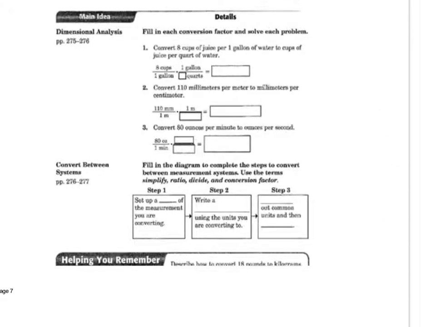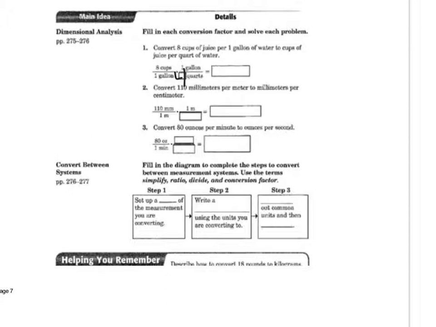So everyone look at the first page of the worksheet you've got, and we're going to work through this. We're going to convert 8 cups of juice per 1 gallon of water to cups of juice per quart of water. We're going to use conversion factors, dimensional analysis, to convert from one rate to another, which is cups per gallon to cups per quart. So 8 cups over 1 gallon. I'm going to change gallon to quarts. You can find that in the back of your book. But if you don't know, it is 4 quarts per gallon. So you need to fill in 4.